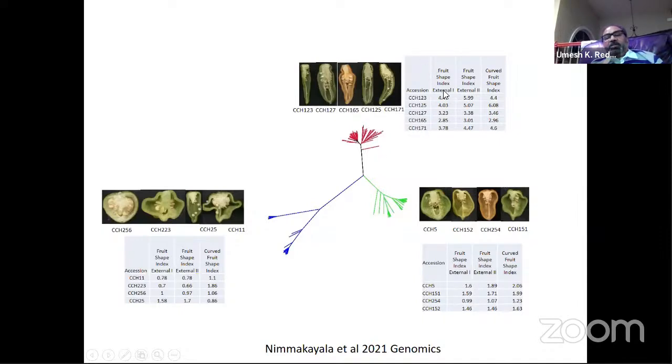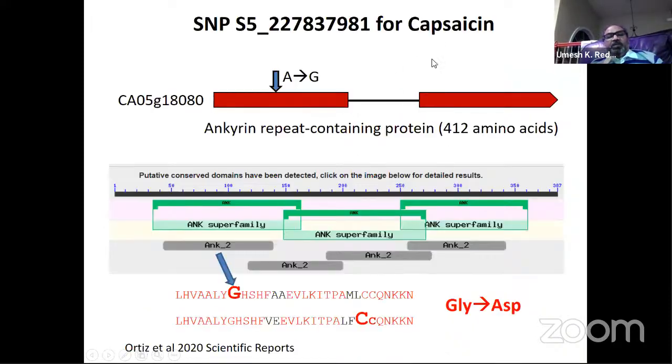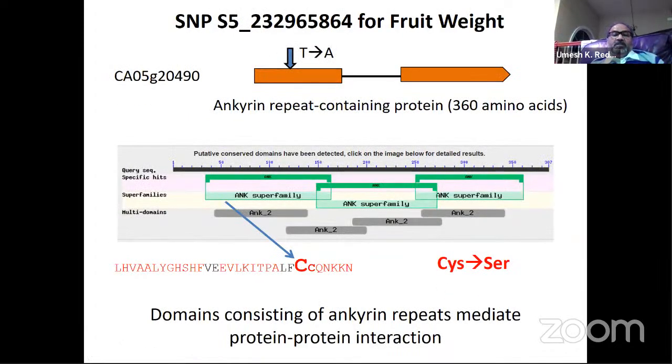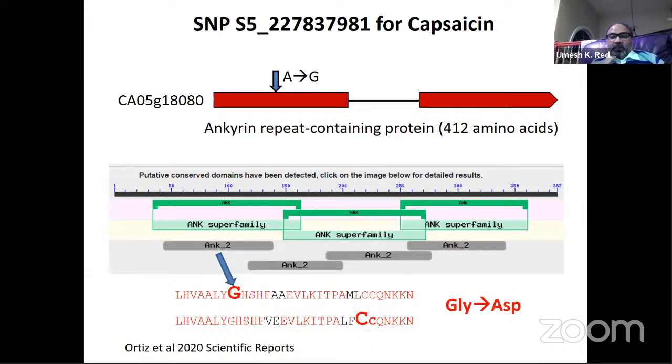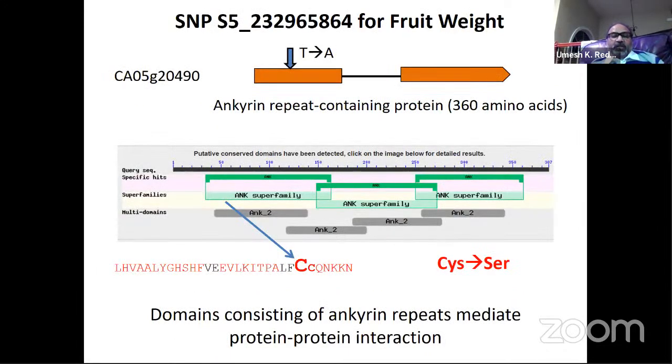Whereas the long peppers have a very high fruit shape index. So we identified genes that divided peppers into these two different classes, and then identified genes for capsaicin, the pungency. This gene has a non-synonymous SNP, changing glycine to aspartic acid, that is very important for accumulation of capsaicin. And here is the same gene, the ankyrin repeat, controlling capsaicin accumulation and fruit size. That's why you see the large peppers are sweet peppers, whereas short, small peppers, Golconda type small peppers, are highly pungent, right?